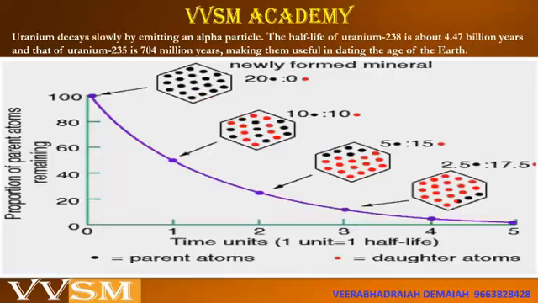Newly formed mineral. If you observe the graph carefully, this is the parent atom. After one half-life, it will be like this. Almost 50% of the original atoms are decayed or disintegrated. It is important to distinguish the parent atoms and the daughter atoms. The black dots are the parent atoms. Coming to here, black dots and red dots. Red dots indicate the daughter atoms.